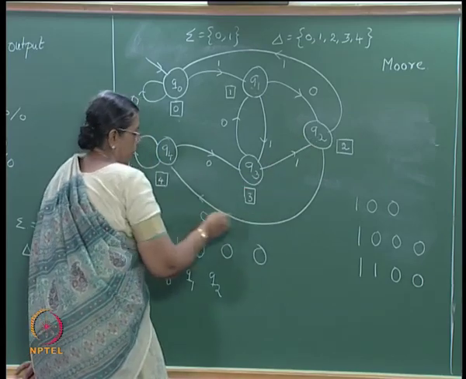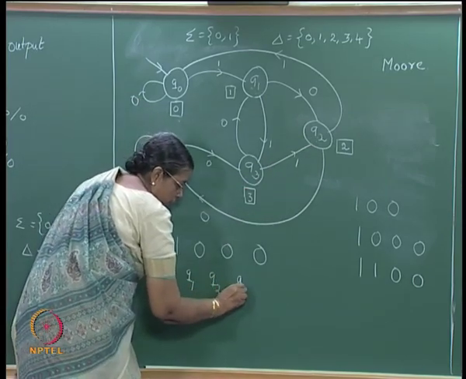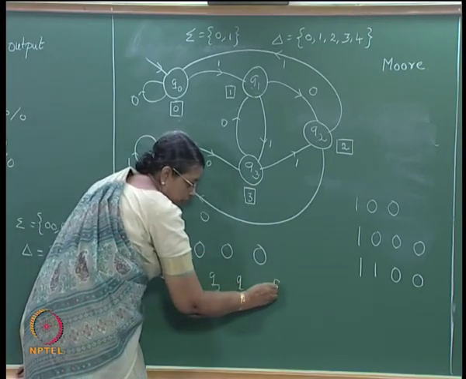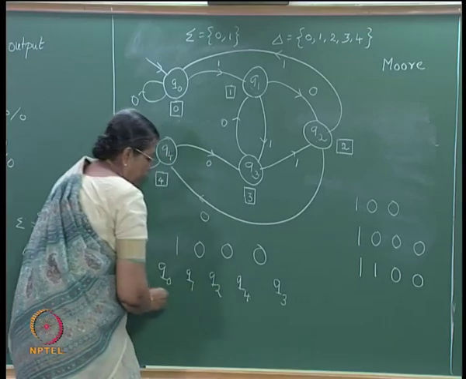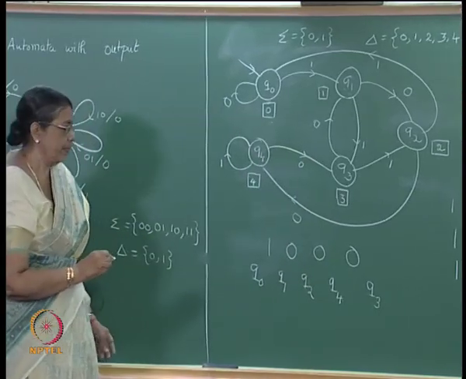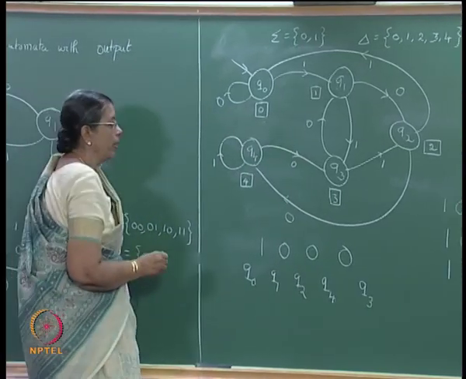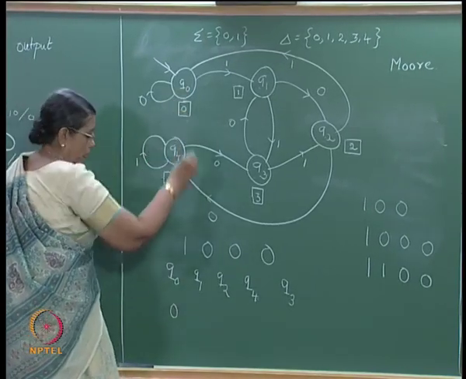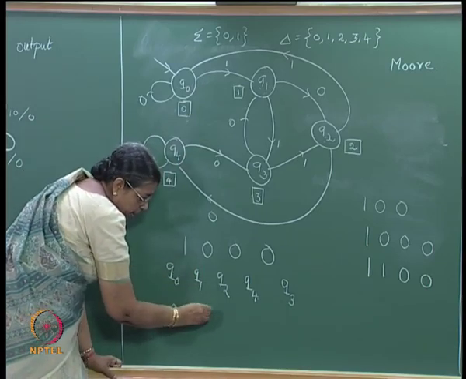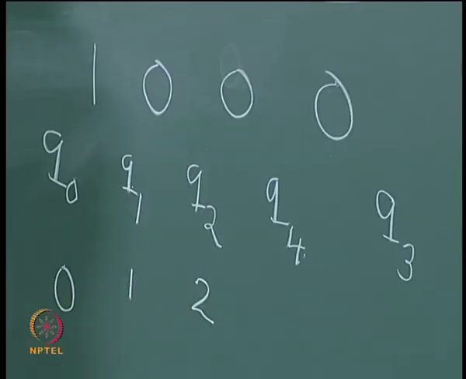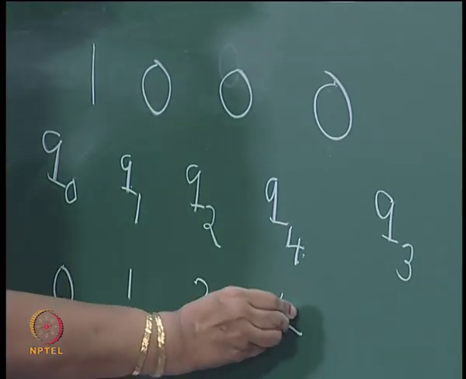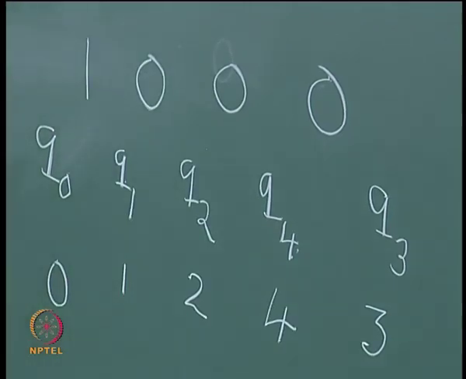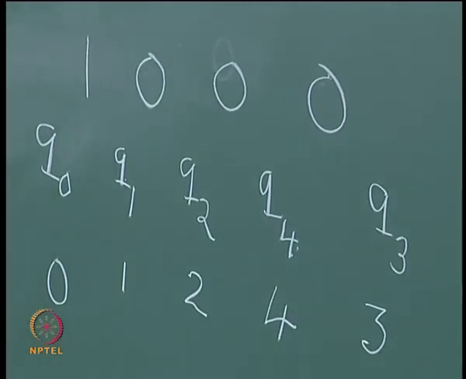Reading one more 0, it goes to Q4. From Q4, after reading a 1, it goes to Q3. So, this is the state sequence. What will be the output? The output initially will be 0, Q0 outputs 0, Q1 outputs a 1, Q2 outputs a 2, Q4 outputs a 4 and Q3 outputs a 3. So, the output sequence is this: 0, 1, 2, 4, 3.